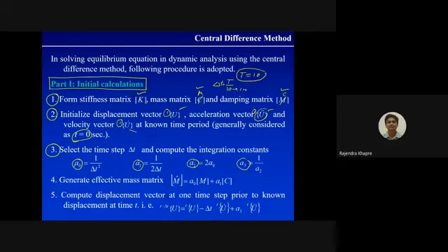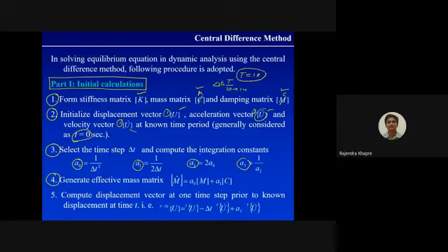So definitely you can calculate A0. Correspondingly, you can also calculate A1. A2 can be calculated as 2 times A0, and A3 can be calculated as 1 upon A2. Okay, now in the fourth step, we have to generate the effective stiffness matrix.